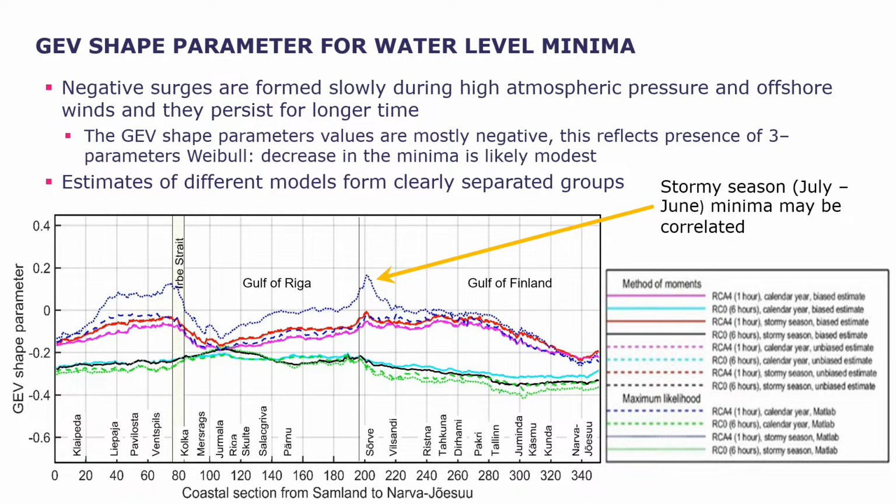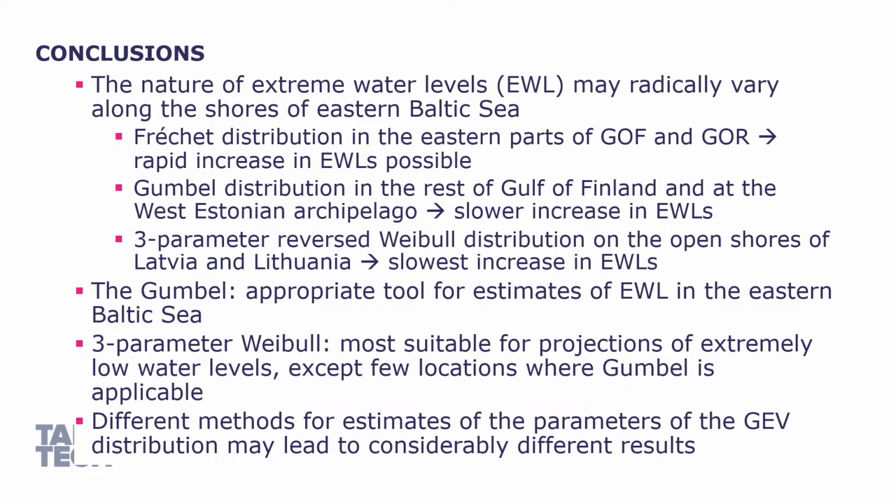But as a result, the GEV shape parameter values along the shore are mostly negative, and this reflects the presence of 3-parameter Weibull distribution. And this signals that the decrease in the minima is likely modest. And it is also possible that in some regions or coastal sections, some recordings there already are the maximum possible minimum. And the estimates of different models clearly separate into 2 different groups.